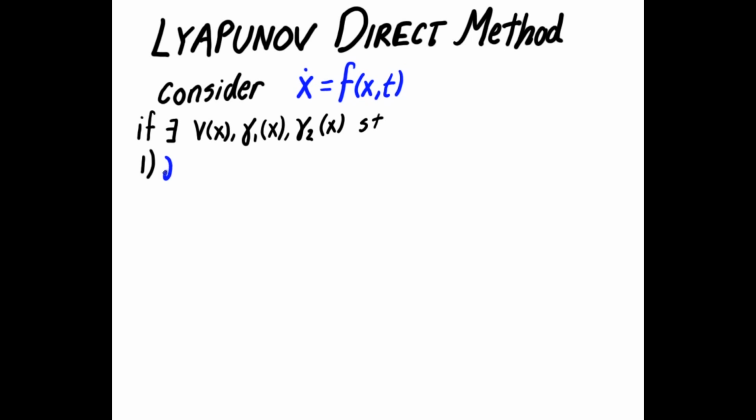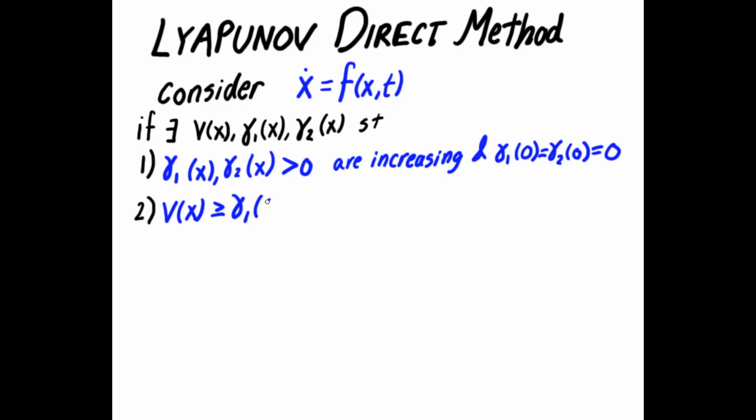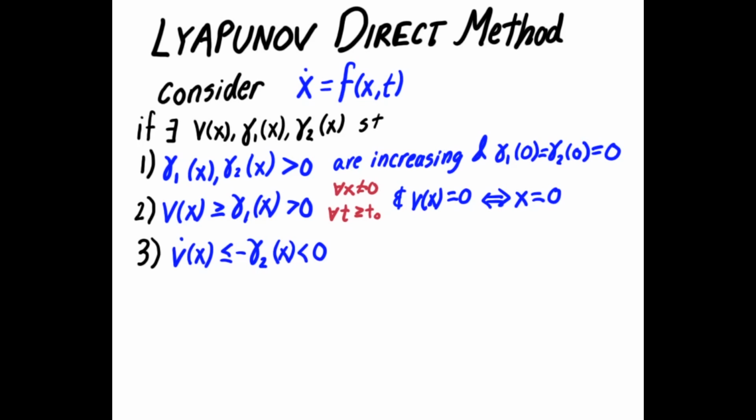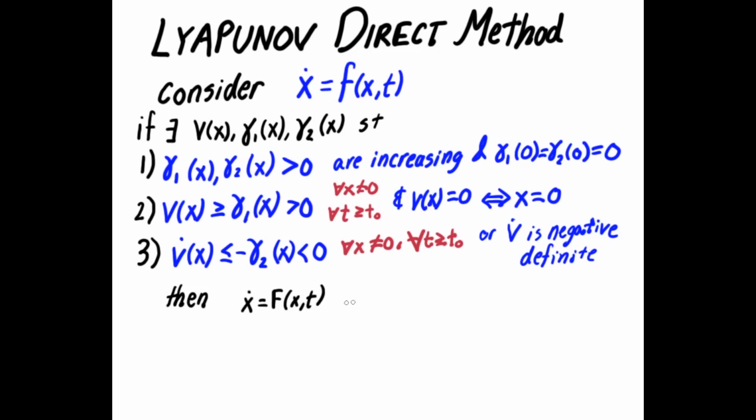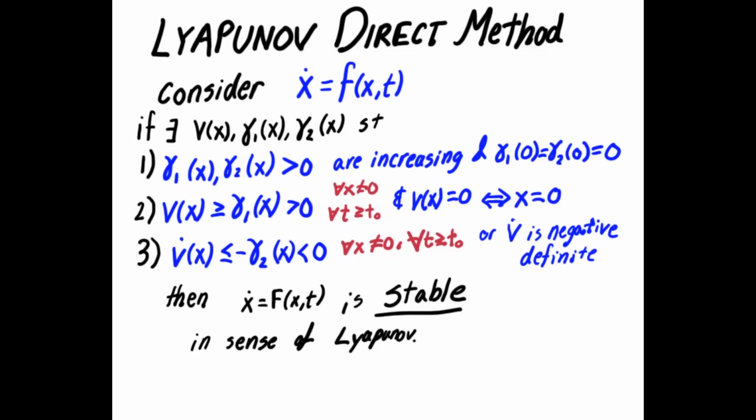One way to define Lyapunov stability is using the direct method. This involves taking some function v of our x dot equals f of x system. We then look at some alpha 1 and alpha 2 which have zero initial condition and are non-decreasing in x. If v of x is less than alpha 1 and v dot of x is less than alpha 2 for all times greater than t naught, then x is stable in the sense of Lyapunov.